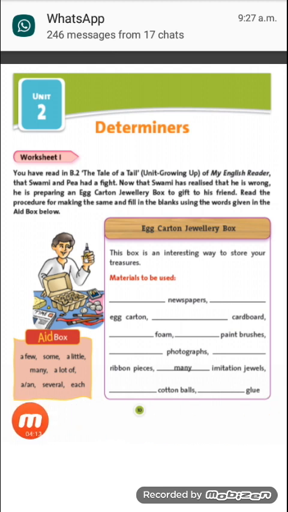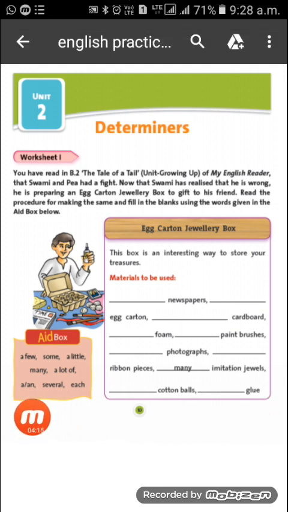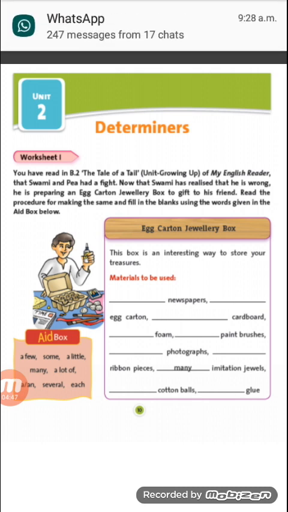Now students, let us find out which determiners are given here in the aid box. A few. A few is that determiner, it is a quantifier. We use this quantifier with countable nouns only which are few in number, which are less in number. मीन्स जो काउंटेबल नाउन्स होते हैं जिनको हम काउंट कर सकते हैं, अ फ्यू हमेशा उनके साथ ही यूज़ किया जाता है. तो अब हम इसमें फाइंड आउट करेंगे कि ऐसे नाउन्स कौन से हैं जिनके साथ हमें अ फ्यू यूज़ करना है, जो कि काउंटेबल हैं और उनका अमाउंट हमें लेस चाहिए ज्वेलरी बॉक्स बनाने के लिए.